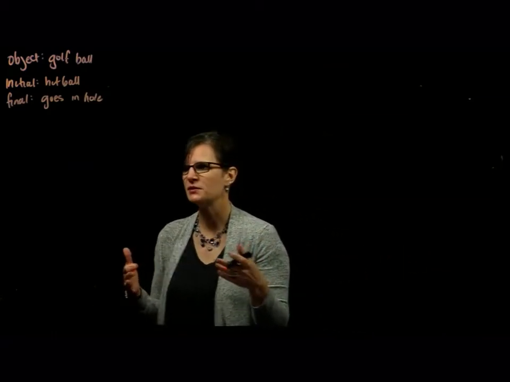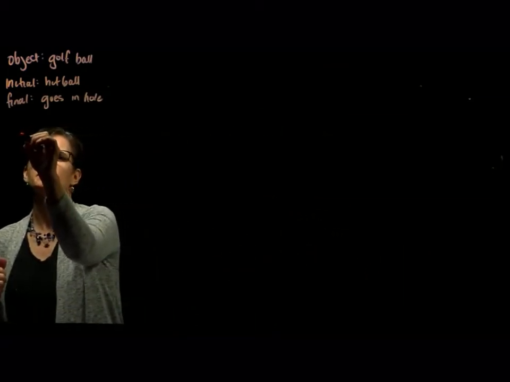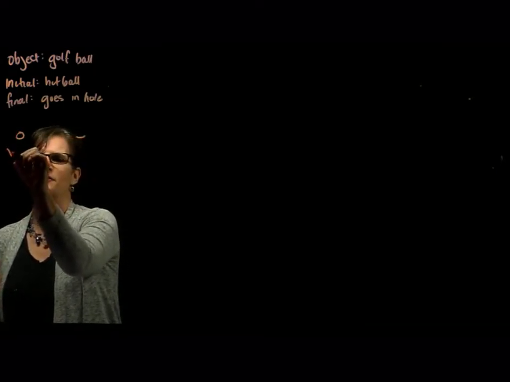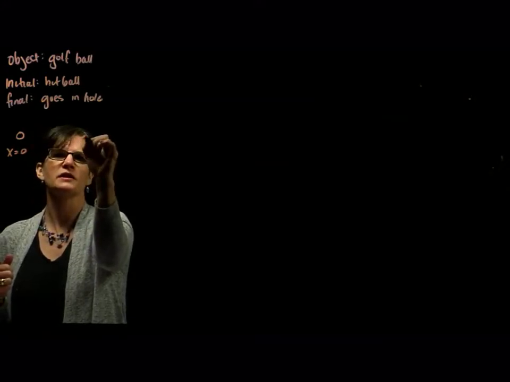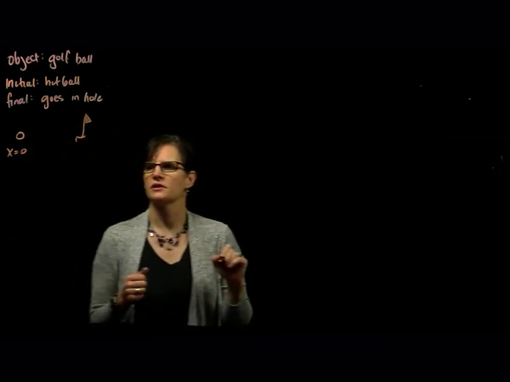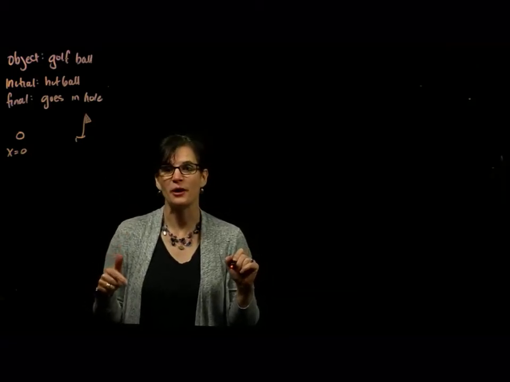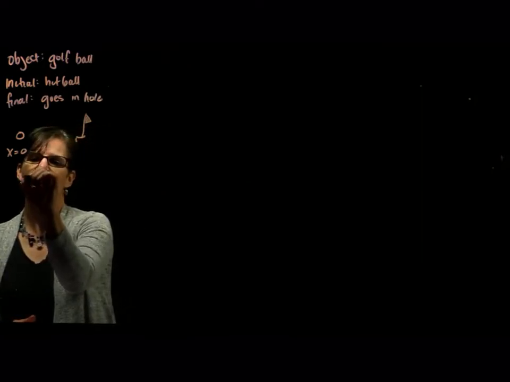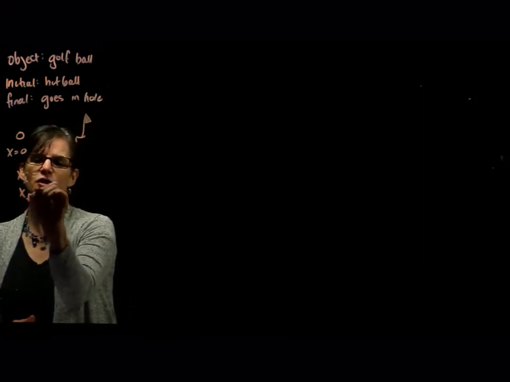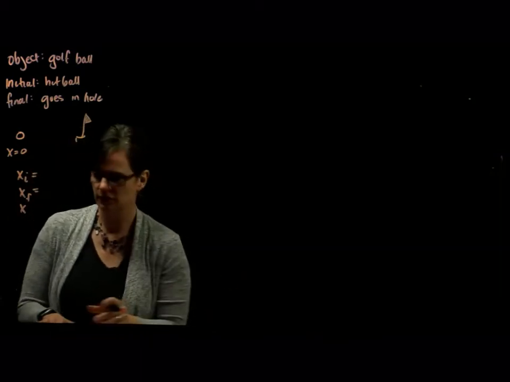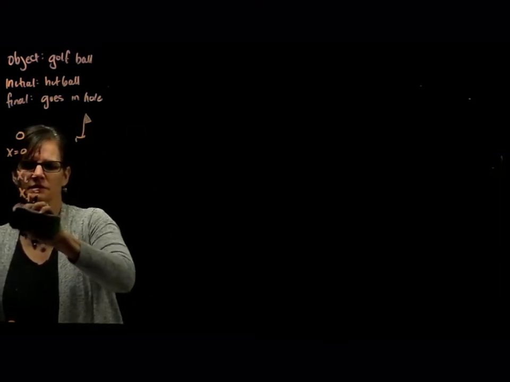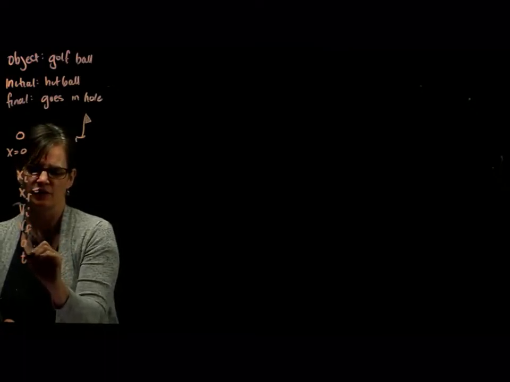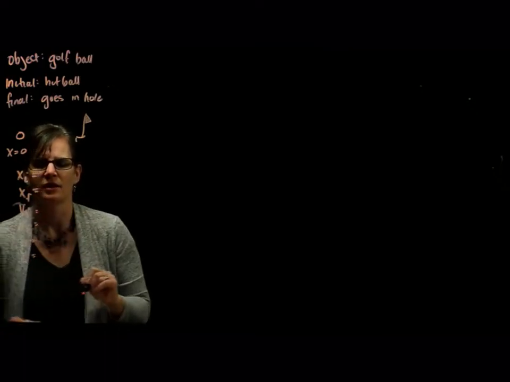All right, so here's our golf ball, and here's the hole. So we have to identify the origin. I have a little flag there. We'll have our origin identified where the golf ball is starting for the successful putt. And so our list of knowns: X initial, X final, V initial, V final, acceleration, and time are our variables.